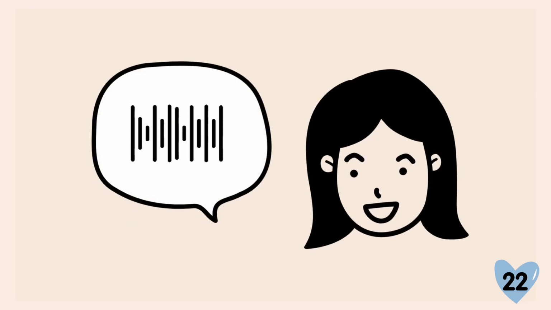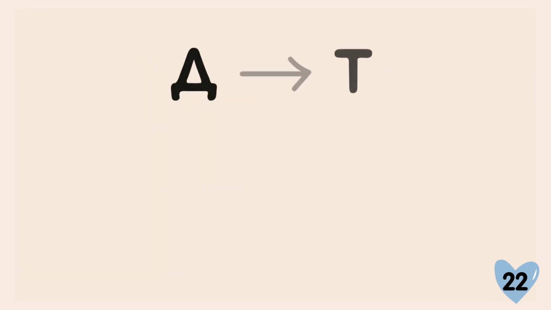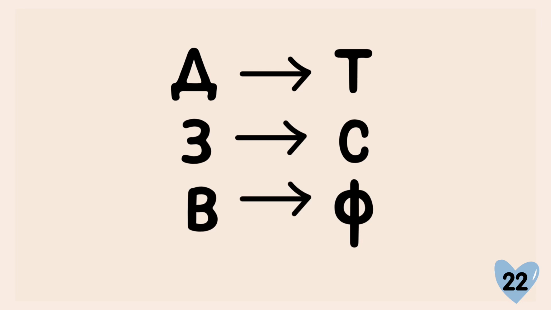So, here's the big idea. In Russian, some letters can sound one way and another way at the end of a word. And now you know how to read that.